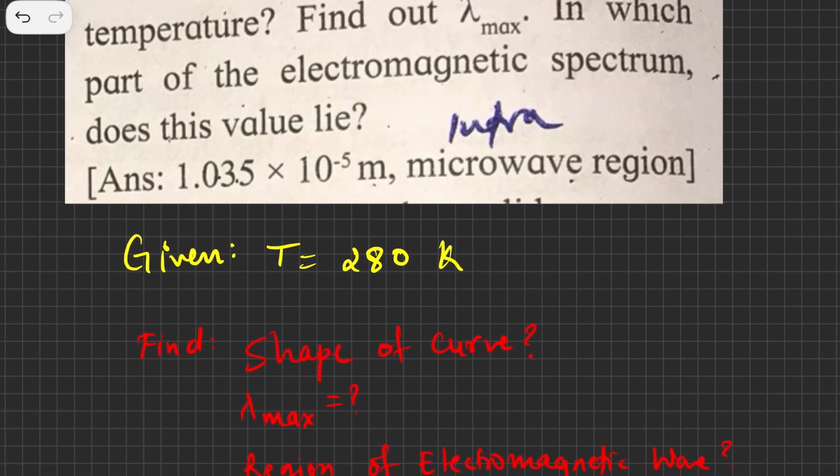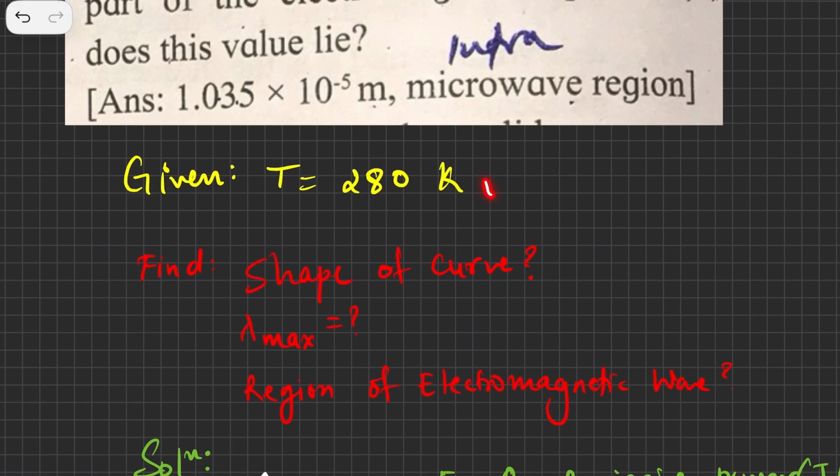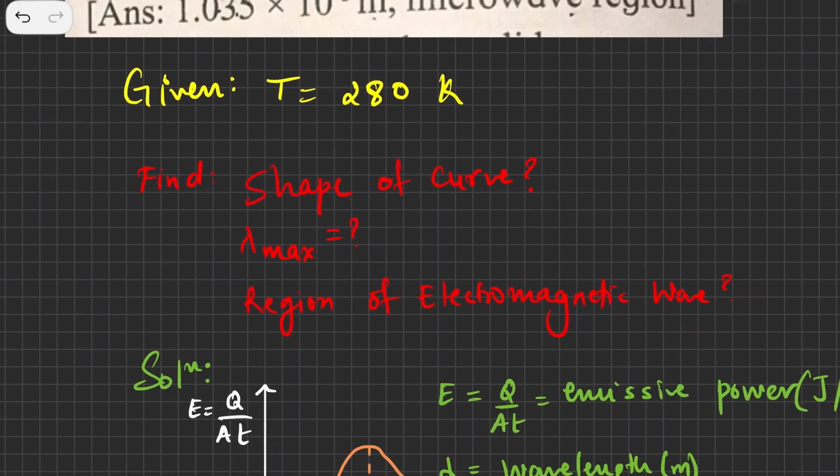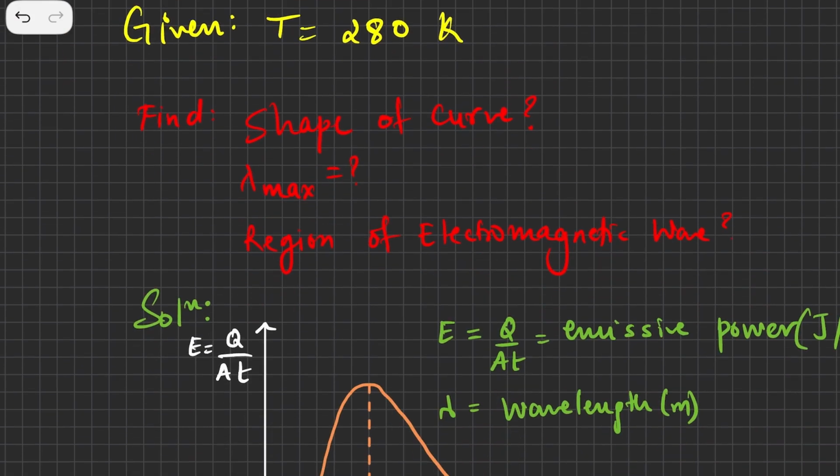I'll just represent that in tabular form. So the temperature of the Earth is given, the shape of the curve is asked, the wavelength for which the intensity is maximum is asked, and the region to which that wavelength belongs.